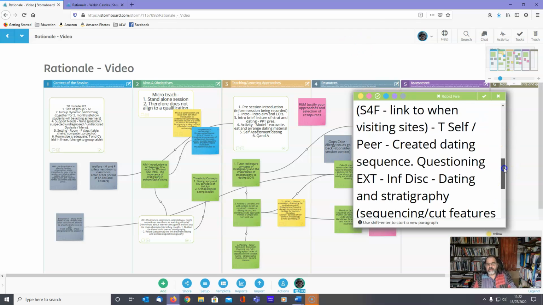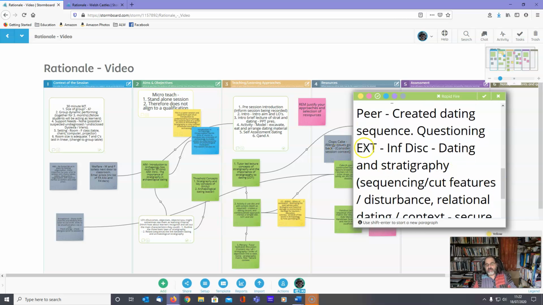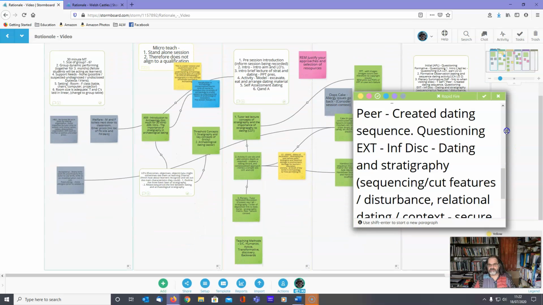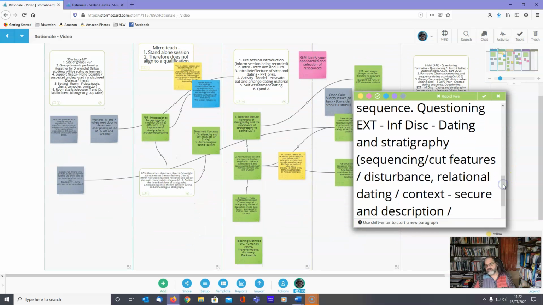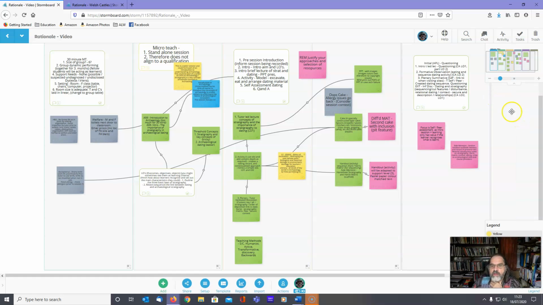Okay, and then maybe if there's an extra, so this is an extra activity, it's the more in-depth informal discussion: dating and stratigraphy, cut features, disturbance, relational dating and context, and secure and description. When an artifact is found securely inside a context, then that links it to that context or event in time. But if it is on the margin, on the edge, then it's not secure because it could be in either or could be affected by either. But that's more in depth. Probably wouldn't have time for that in half an hour. So, okay, that's quite nice.